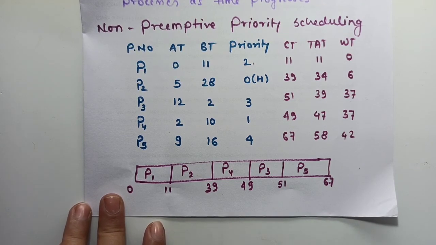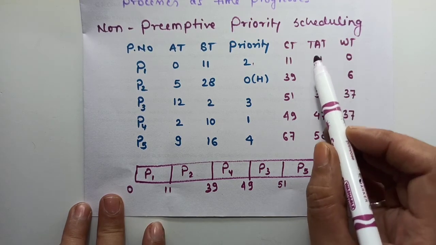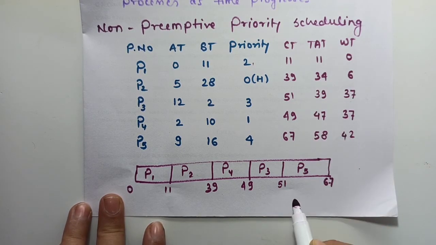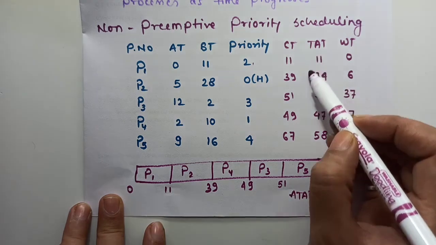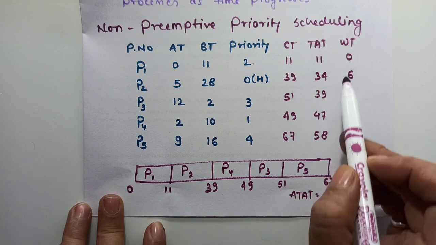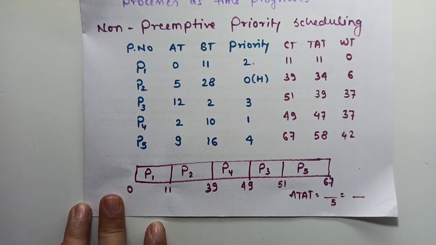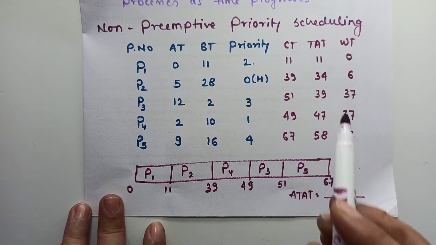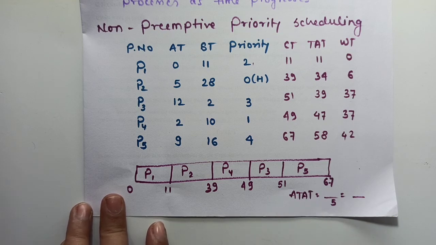In this way you can calculate all those things. Average turnaround time is adding all these values and dividing by the total number of processes, that is 5, and you will get the average turnaround time. In the same way, average waiting time can also be calculated here. So what is the average turnaround time? Let's calculate and comment that in the comment box.